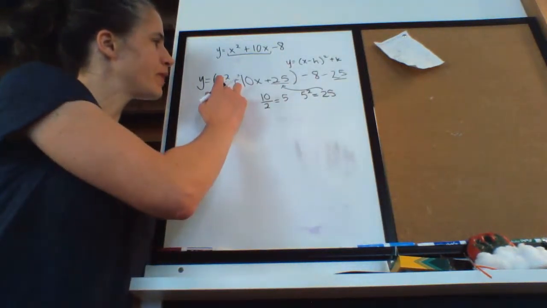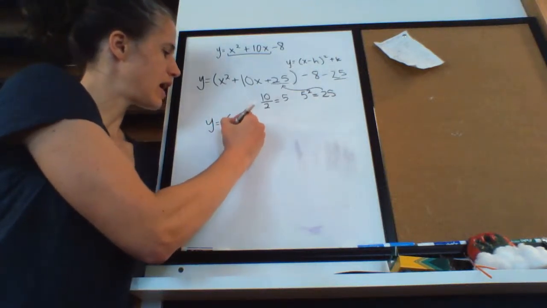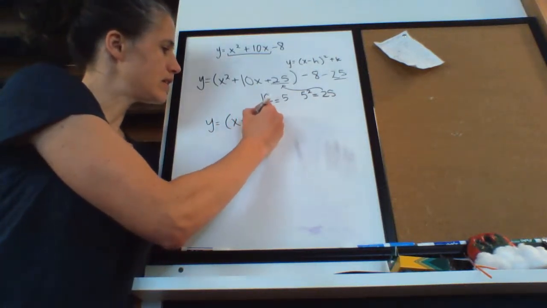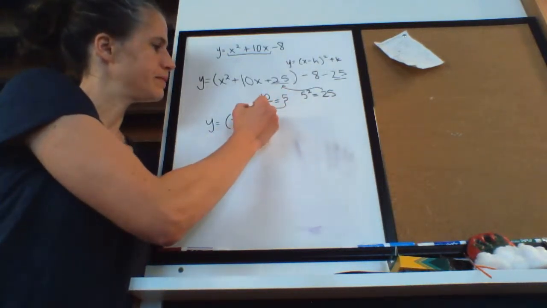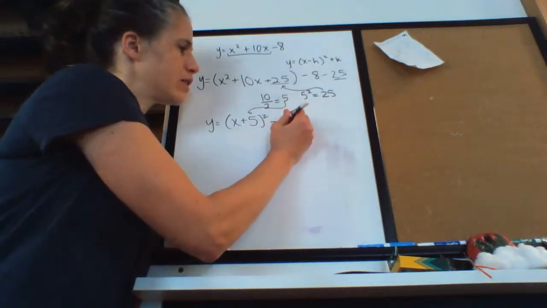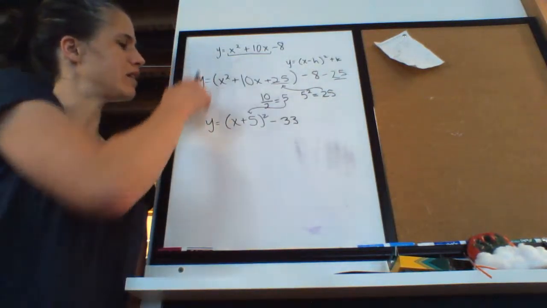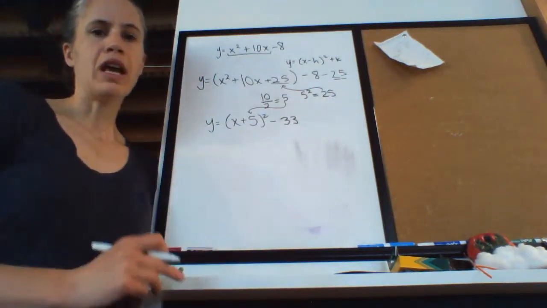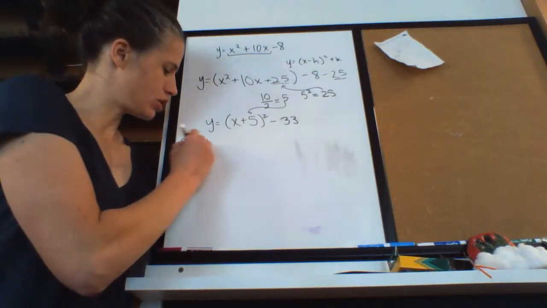So now x squared plus 10x plus 25 can be written as (x plus 5) squared, and combine all that, minus 33. So there's my equation. I went from standard form to vertex form. If I wanted to check this, I can always do a check, which is good.